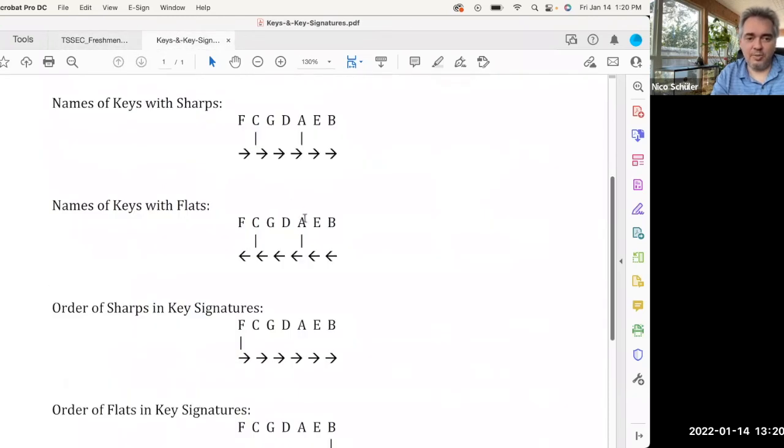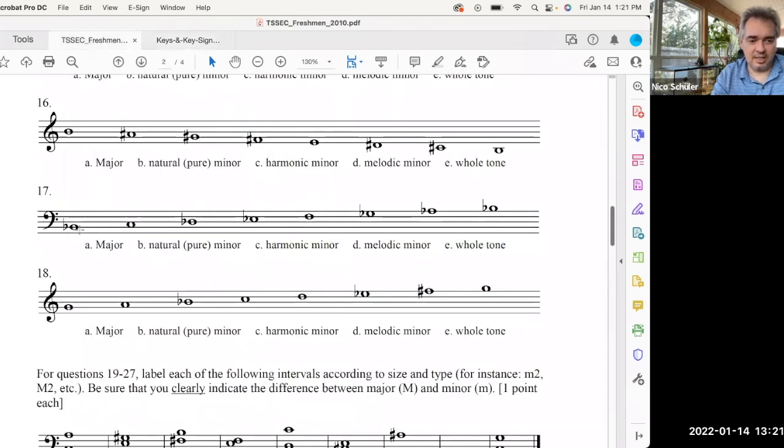Let's check with minor. 0 flats, 1 flat, 2 flats, 3 flats, 4 flats, 5 flats. Again, when we go around the circle, we add a flat to the name of the key. So this is B flat minor. B flat minor has 5 flats. And indeed, this starts on B flat, ends on B flat, and it has 5 flats. There is no raised 7th scale degree or raised 6th and 7th scale degree. So this must be natural minor.